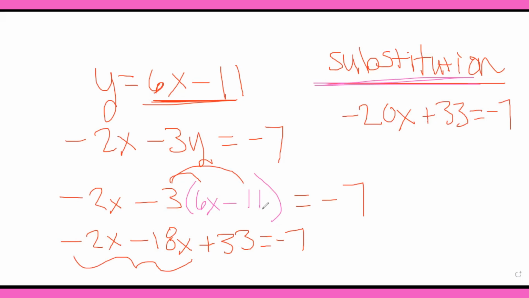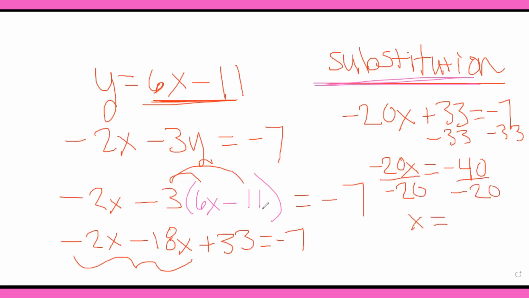Then to isolate x, I'm going to subtract 33 from both sides. That would be minus 20x equals, this would be negative 40. And that works out nicely to a nice number. So we're going to isolate x more, I'm going to divide by negative 20, divide by negative 20. X equals positive 2. Negative over negative is positive. So x equals 2. So now I have my solution for x.